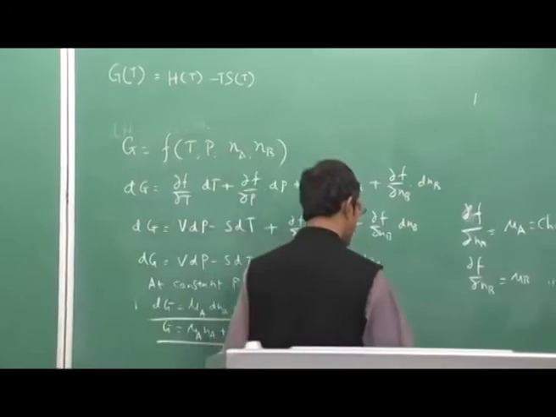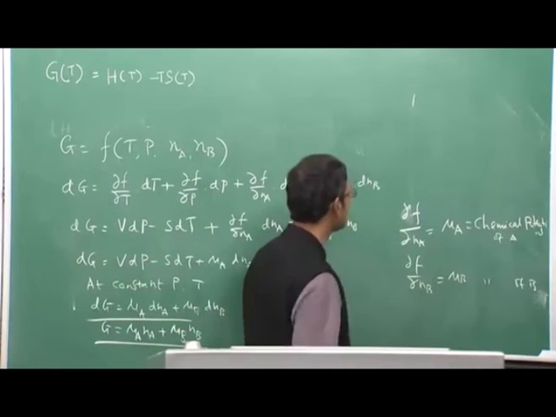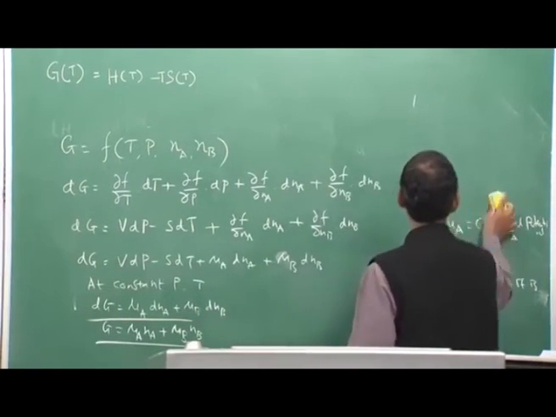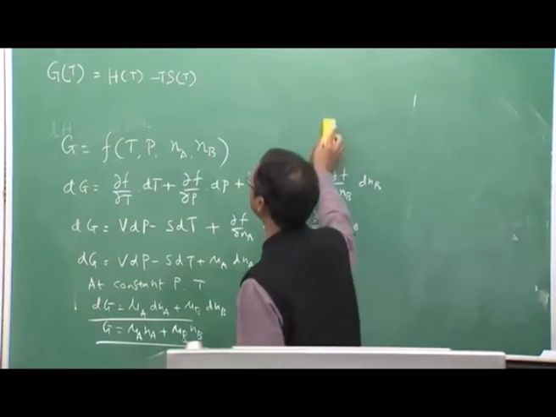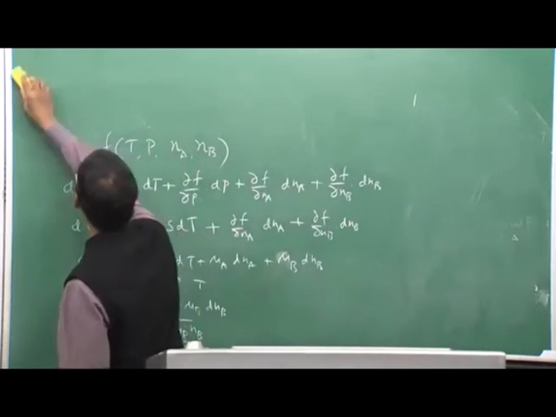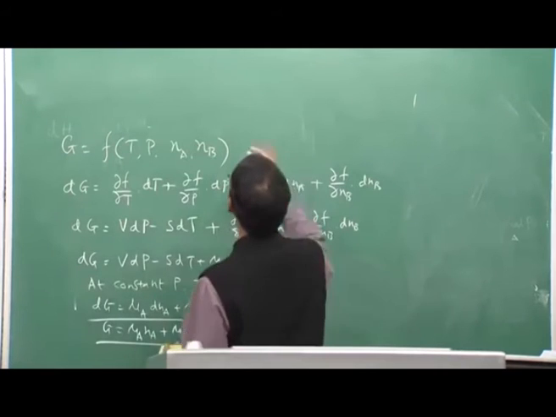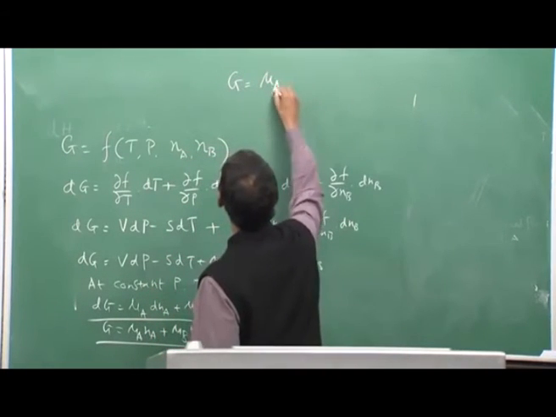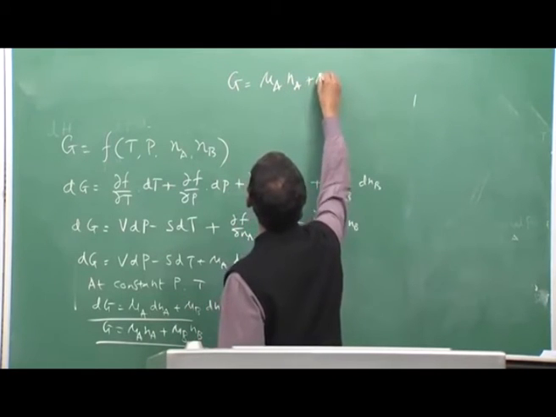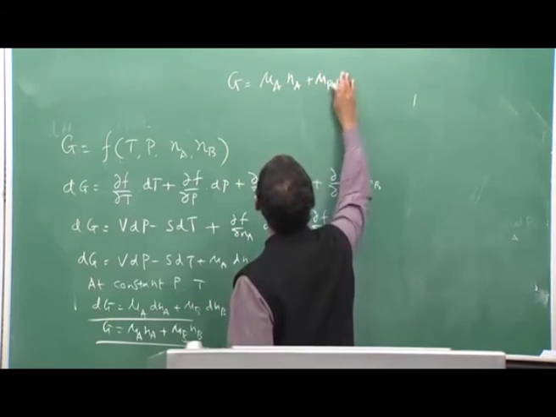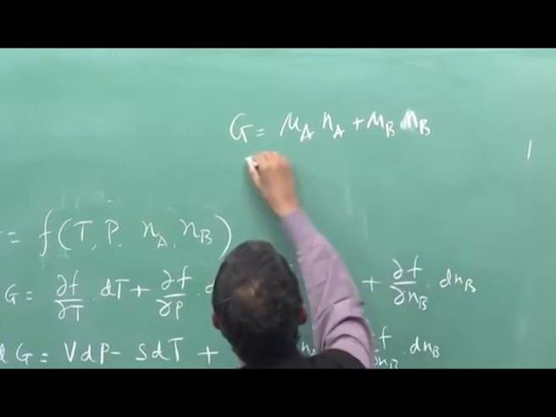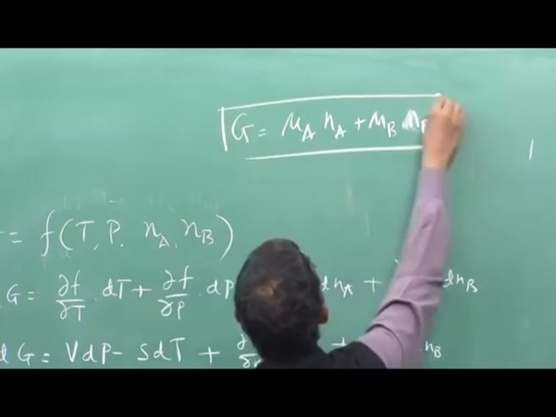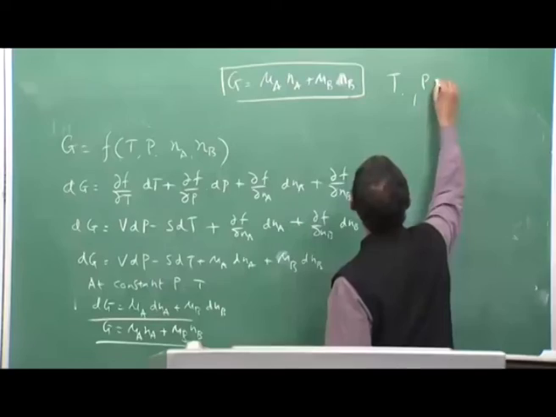I write it down again at the top so that you can see very clearly. I erase this part, and this also. So I write down that G, when composition variables are there, can be written as mu A NA plus mu B NB. This is when the temperature and pressure are constant.